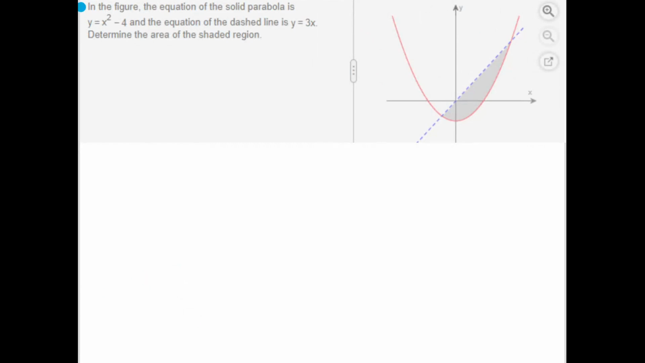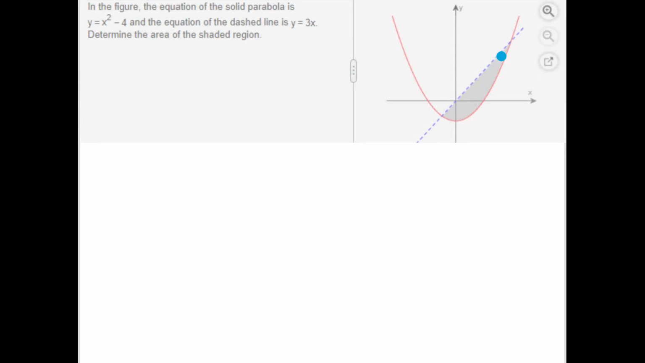It says in the figure, the equation of the solid parabola is y equals x squared minus 4. The equation of the dashed line is 3x, and we want to determine the area of the shaded region. Here's our parabola, x squared minus 4, and this is the line y equals 3x, the dashed line. We're looking for this shaded region here.